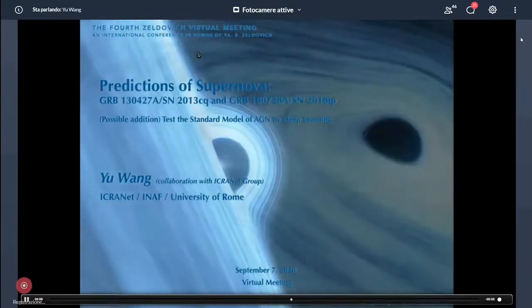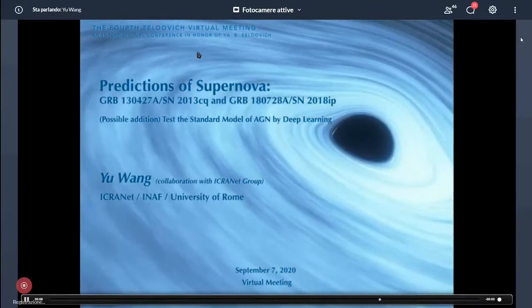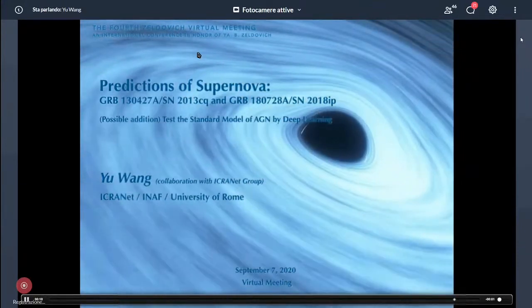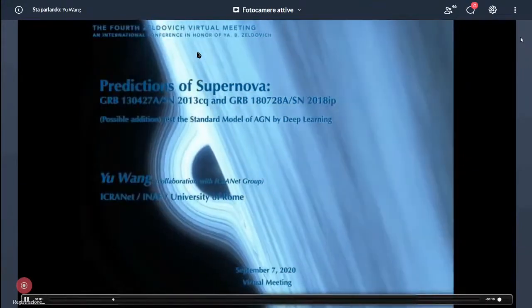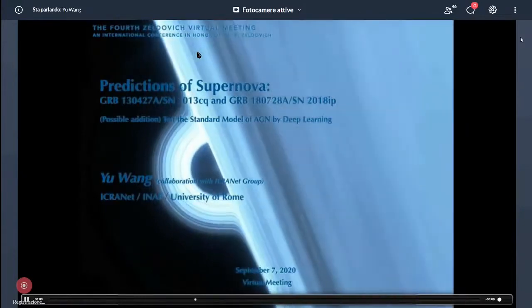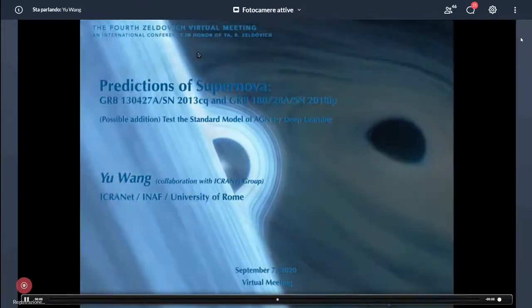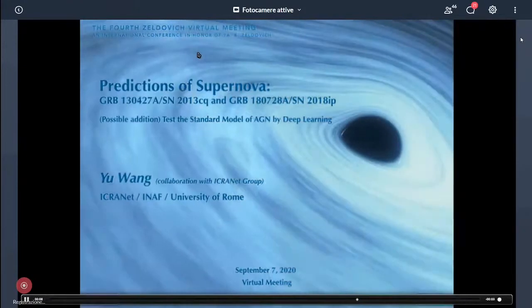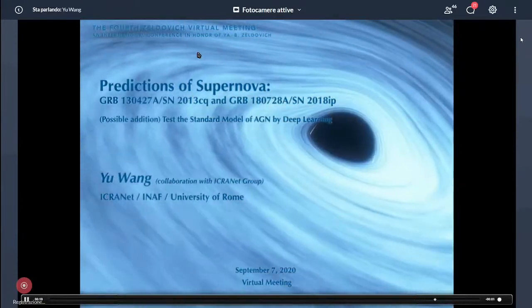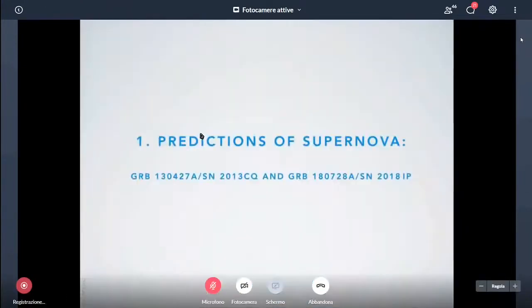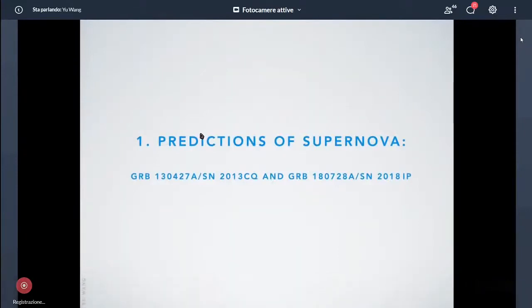So my title is Predictions of Supernova, and there are two examples. If I have more time, but possibly I will not, we will talk about another work about testing the standard model by deep learning. Next slide. So the first one, the Predictions of Supernova.